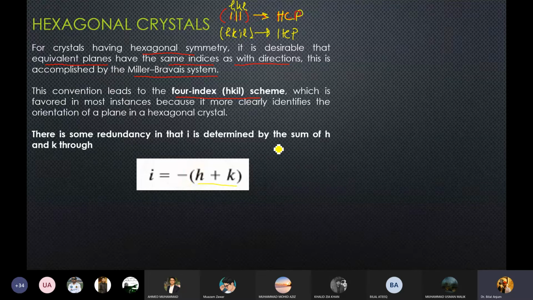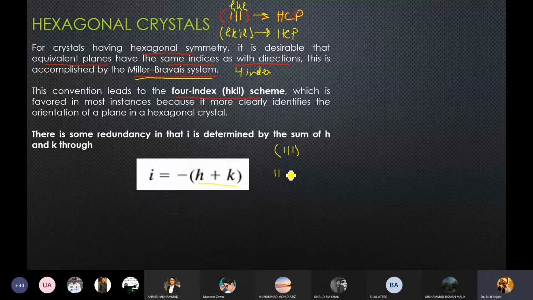For example, how would I represent the 111 plane in the Miller-Bravais system or 4 index HKIL system? I would have H the same, K the same, I would essentially be 2 bar, and L would remain the same. So only this would add up for a 4 index system in terms of I, which is the negative sum of H plus K. Clear enough?